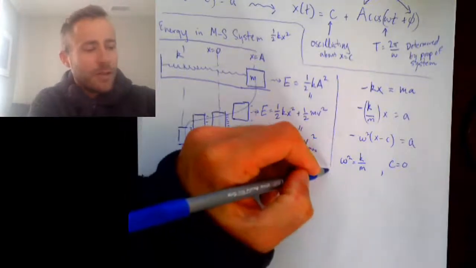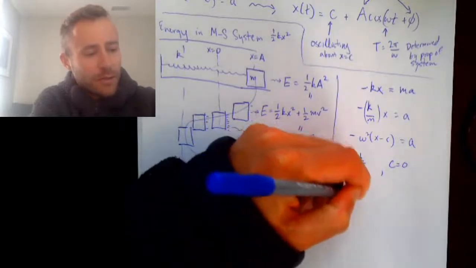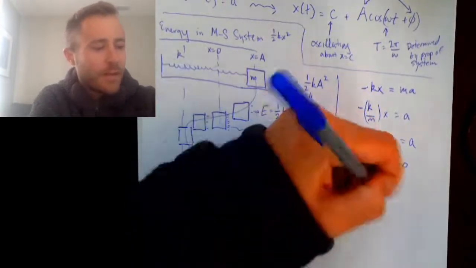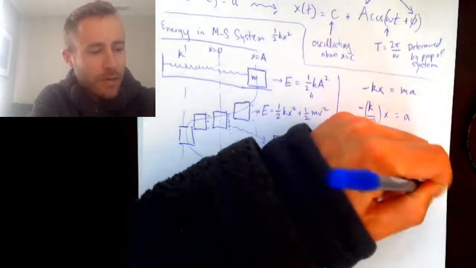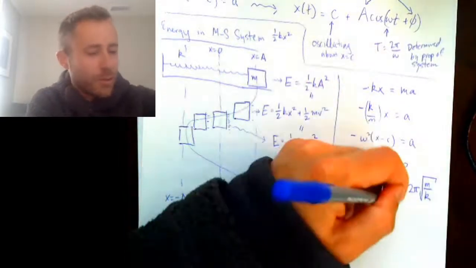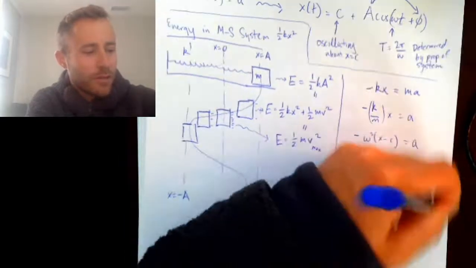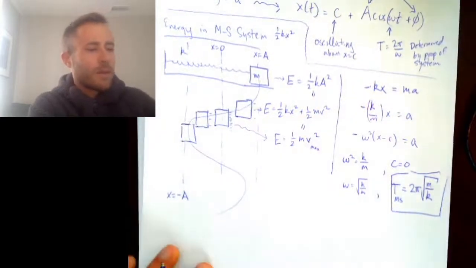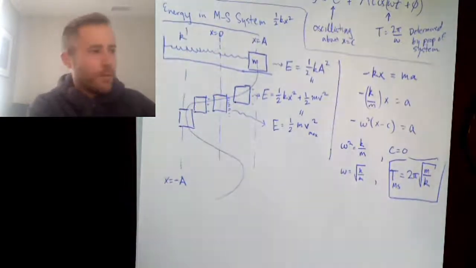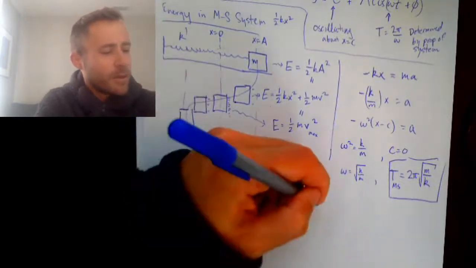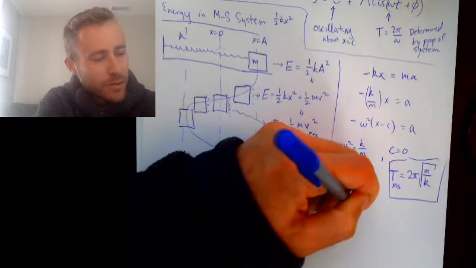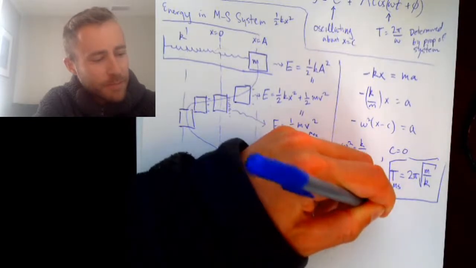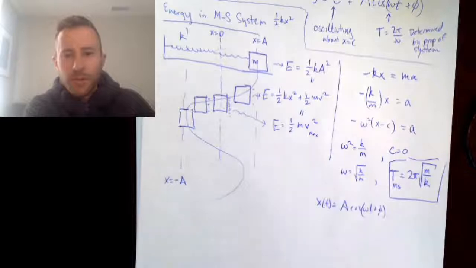So of course that means that omega is the square root of k over m, and that means that the period is 2 pi square root of m over k. All right, so this is an important equation. It's the period of the mass spring system. So we know that the position as a function of time is going to be A cosine of omega t plus phi. There's no constant term because the constant is 0.